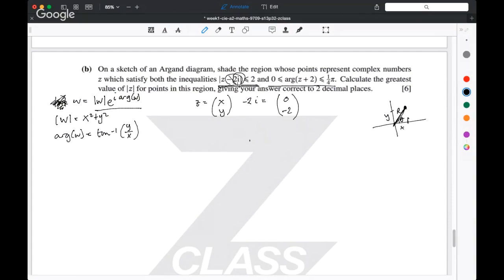So what we're saying is that the difference, so if you subtract one vector from another, you're getting the vector between them, if you remember that. So what this is saying is that the distance between these two points in the Argand plane is always less than or equal to 2. So whatever your z is, you're always less than or equal to a distance of 2 away from the point 0, minus 2. So visually, that's a circle, right? A circle is the locus of all points a given distance from a center.